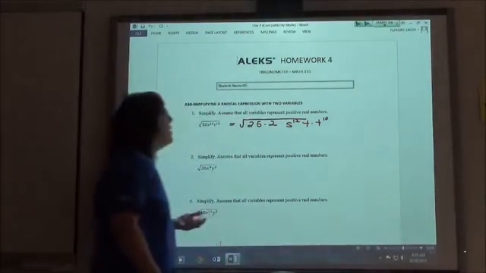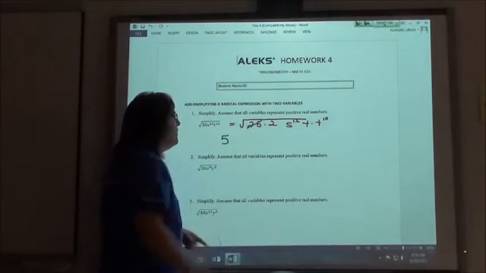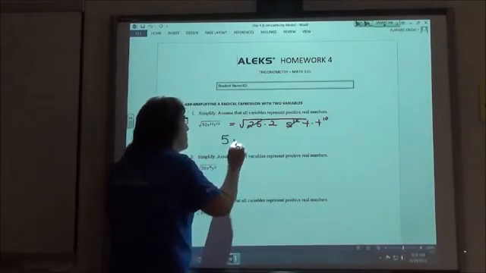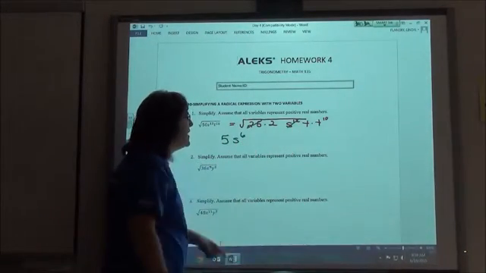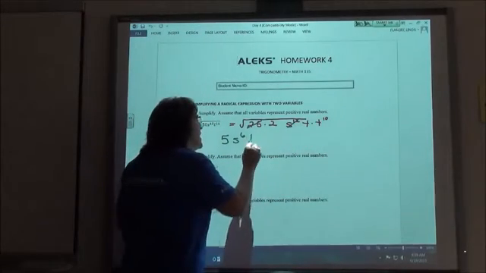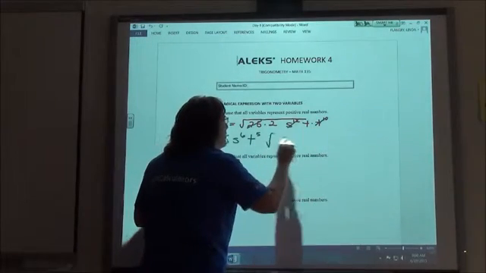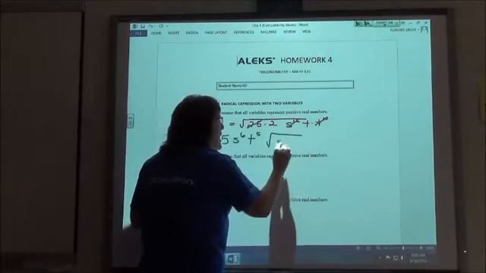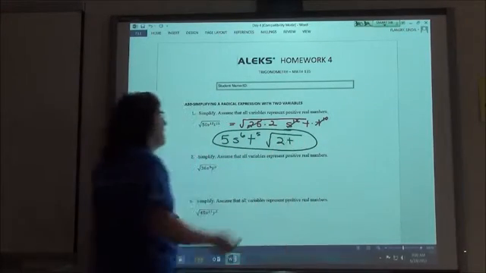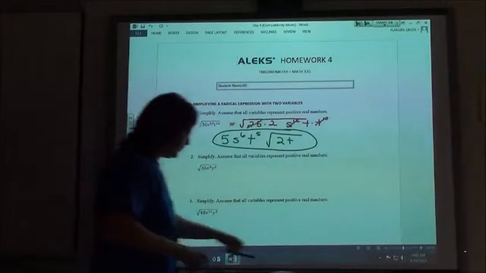I'm now going to take out my perfect squares. Square root of 25 is 5. 2 is not a perfect square. Square root of s to the 12th, half of my exponent, so s to the 6th. T is not a perfect square, but t to the 10th is. Square root of t to the 10th would be t to the 5th. Again, half of my exponent. What I have left underneath is a 2 and a t. So my answer, 5s to the 6th, t to the 5th, square root of 2t.